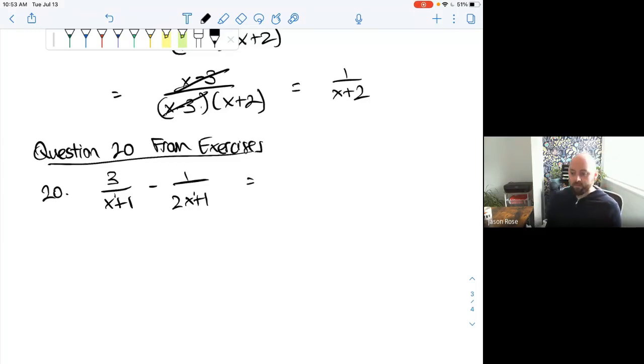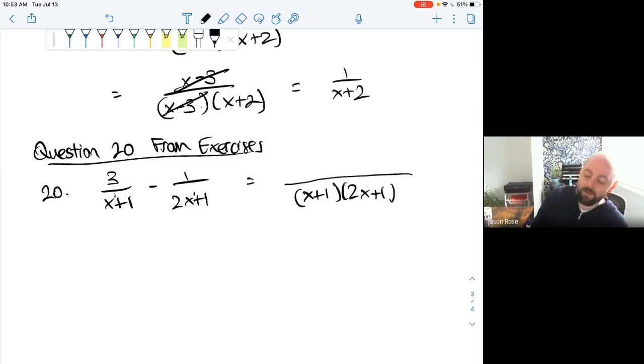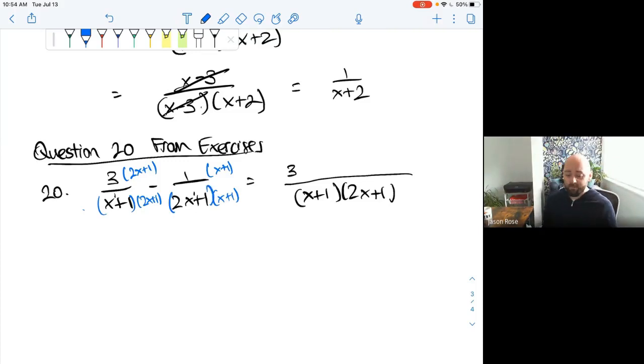So the lowest common multiple that we want here, this time there's no factoring to be done, it's just right there. It's to just multiply the two factors together. So this one here would have to be multiplied by 2x plus 1 and 2x plus 1 for it to work. And this one would have to be multiplied by x plus 1 and x plus 1. That's going to get us our lowest common multiple of the two denominators, and that's where we go from here.